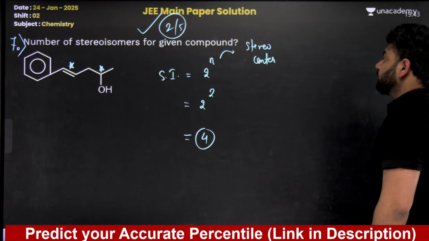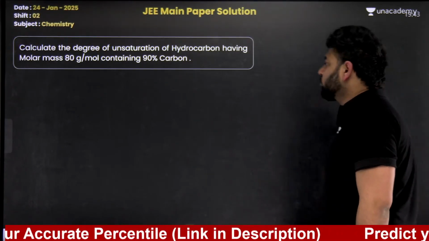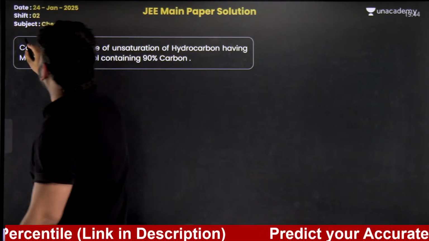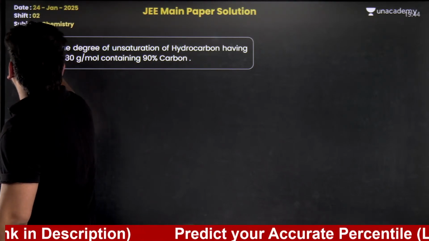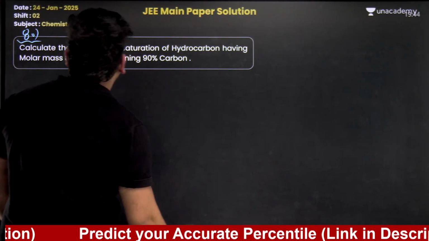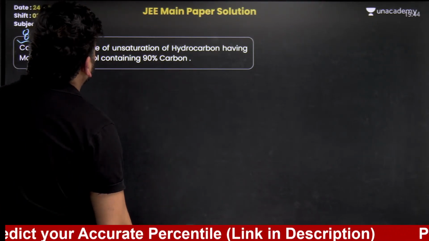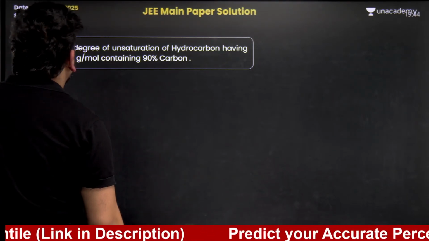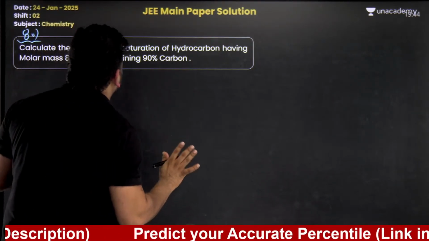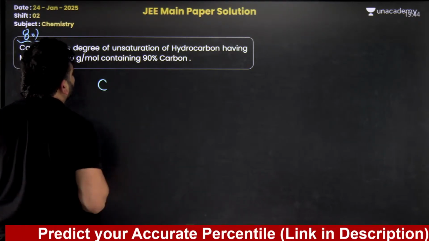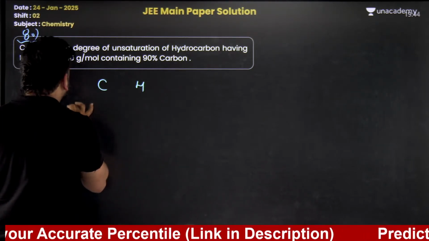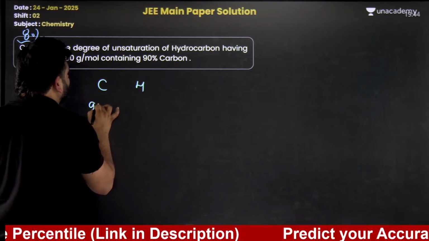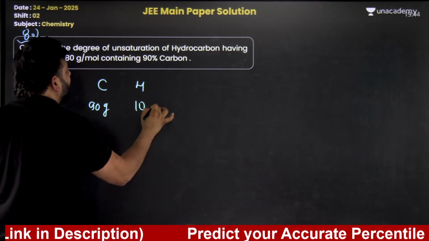Next is, so 7th question, this was your 7th question. Now I have the 8th question here. Let's see the 8th question. Calculate the degree of unsaturation for a hydrocarbon having a molar mass of 80 gram per mole containing 90% carbon. Okay, this is a good question by the way. So what I can do is just simply take carbon and hydrogen, and we are given the masses. So this is your 90 gram of carbon, 10 gram of hydrogen.